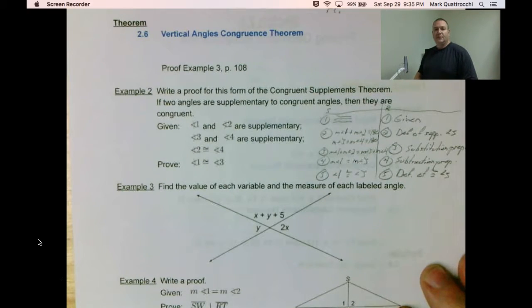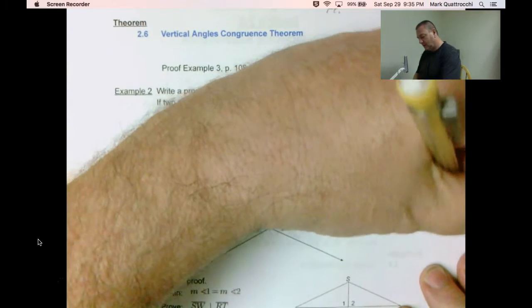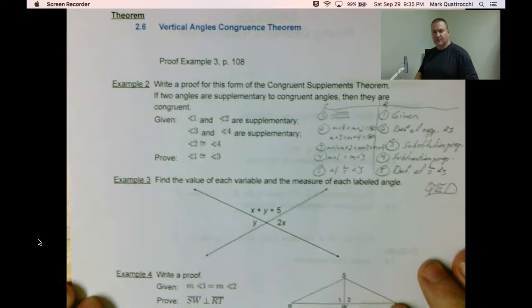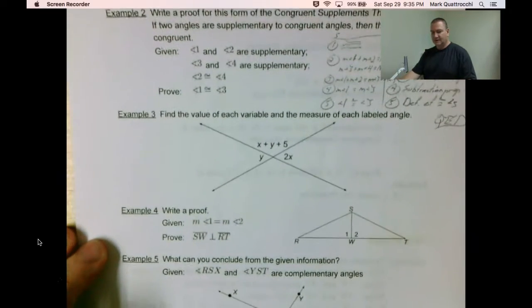All right, we have finished the proof. We've proven what we wanted to prove. What do we write at the end of all proofs? Q.E.D. Quod erat demonstrandum. Loosely translated, it means finished. That which I wanted to demonstrate has been demonstrated.